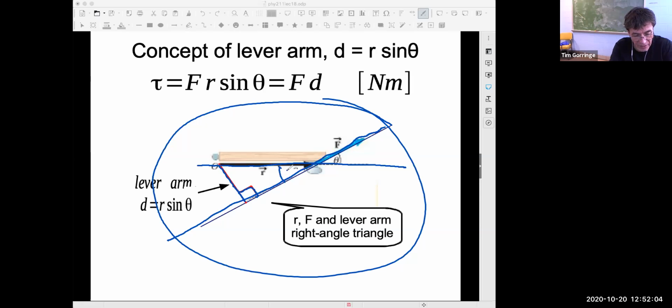And, you know, this is theta, and this side of the triangle is R. So this line is the opposite side of the triangle. It's R sine theta. And that's what we call the lever arm. And so sometimes you'll see the torque written in terms of the force, the distance of the force from the axis of rotation and this angle. Sometimes you'll see it just written as the force times the lever arm. It's just another way of writing torque that's sometimes convenient. Sometimes you'll use one version, sometimes another. It just comes about from this little bit of geometry of this right angle triangle.